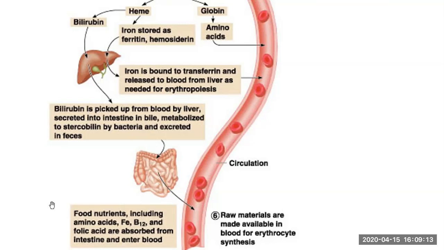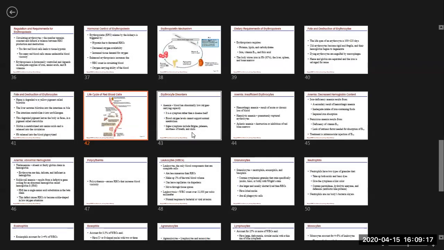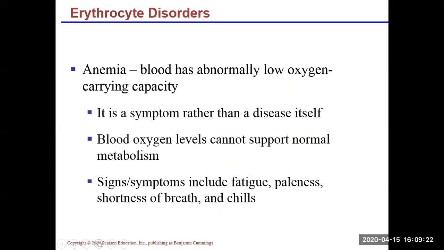But what we wanted to do is take a look at some of the disorders, blood disorders as well. These are mostly red blood cell disorders. We will discuss maybe some of the white blood cells and the blood typing in the next lecture, perhaps. But anemia is abnormally low oxygen carrying capacity. It's more like a symptom than the disease itself. The blood oxygen level cannot support the normal metabolic activity.